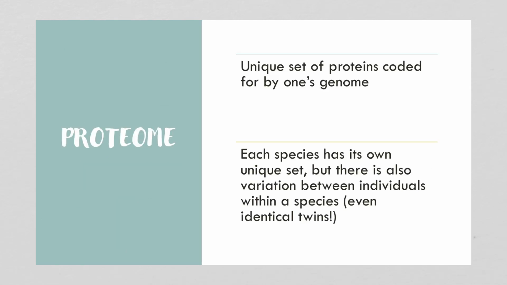Finally, you've probably heard of the genome. That's an organism's entire complement of genetic material. The proteome is an organism's entire set of proteins. So it's the unique set of proteins coded for by one's genome. And every species has its own unique set, but there's also variation between individuals within a species. Even identical twins. Even though identical twins have the same genetic makeup, their proteome can be different because the way their body expresses its genes may be slightly different from one person to the next.